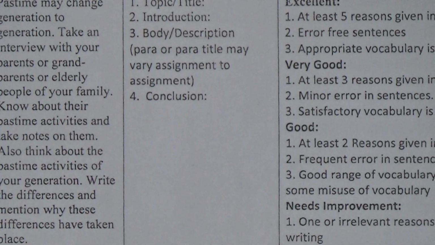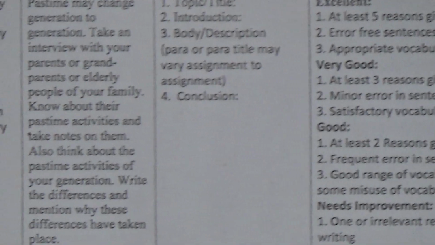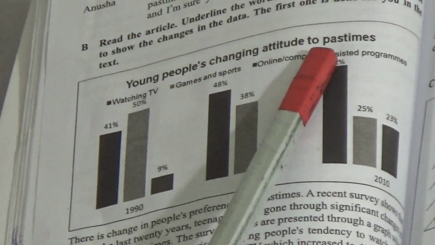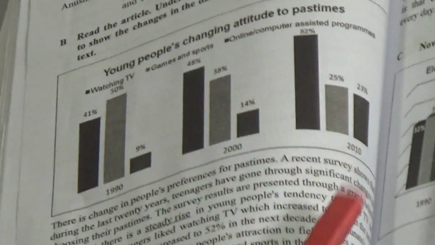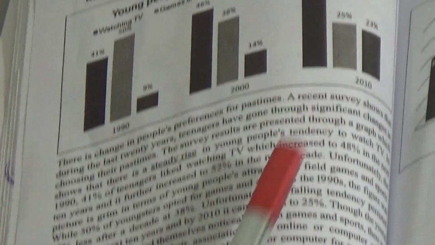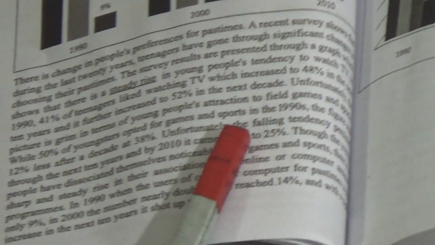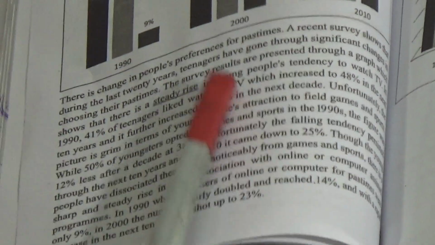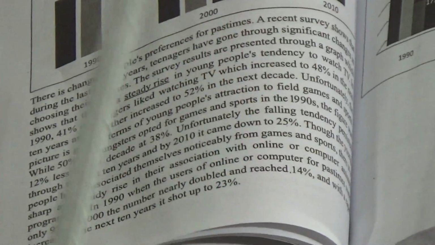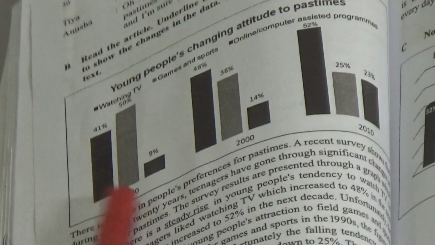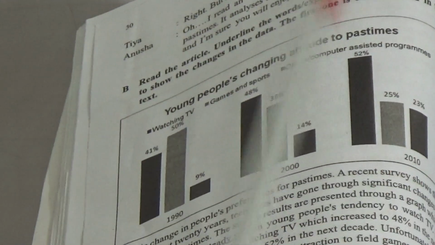And also you can get an idea from page 30. Here you can see a chart is given, Young people's changing attitude to pastimes. Also you can write from here about young people's interests and what young people do in their pastime. You can get ideas from here and include these in your assignment. Don't copy from here; you can get ideas and you have to write on your own. Your lines will vary from the text.